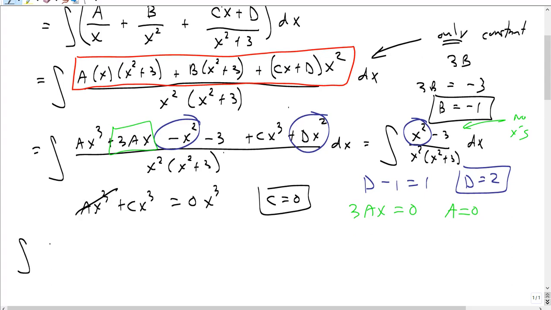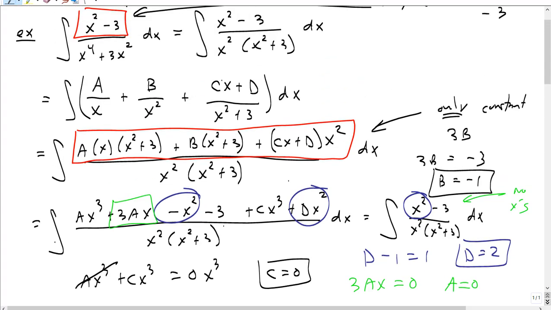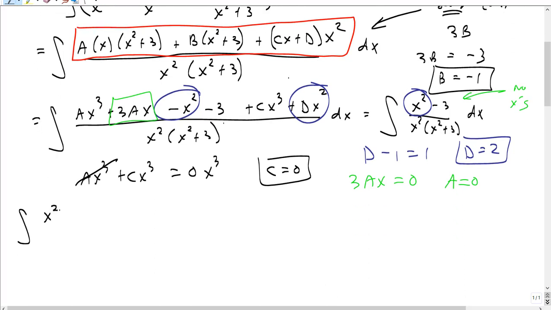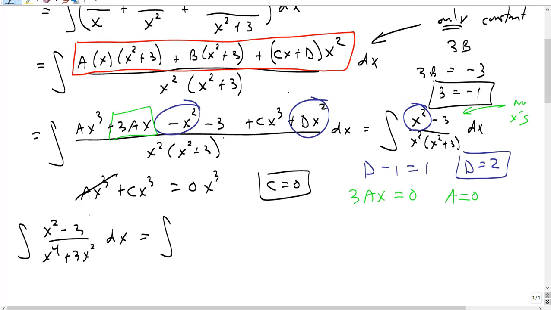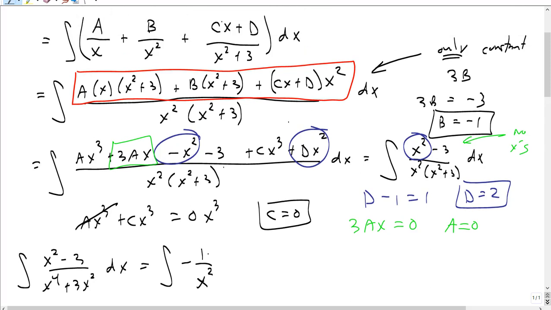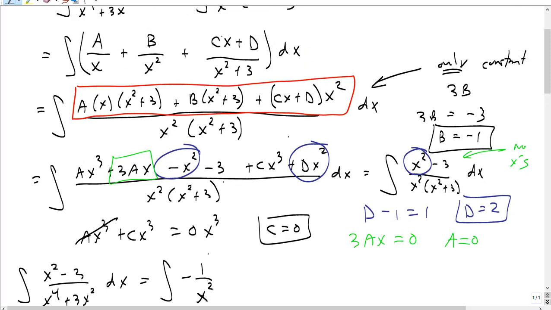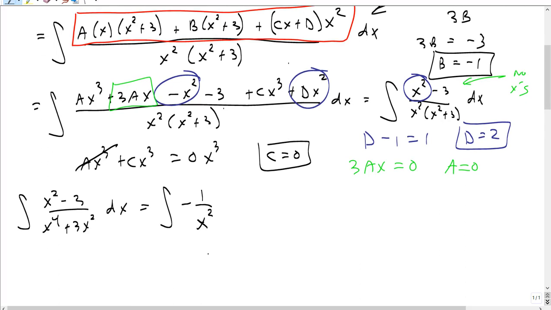What did we have? We had the integral of x squared minus 3 over x to the fourth plus 3x squared dx. We said that was a over x, but a is 0, plus b over x squared, b is -1, so -1 over x squared, plus Cx plus d, c is 0, and d is 2, over x squared plus 3 dx.